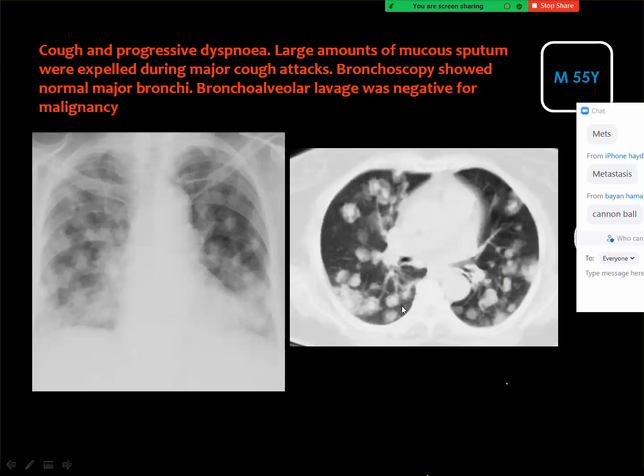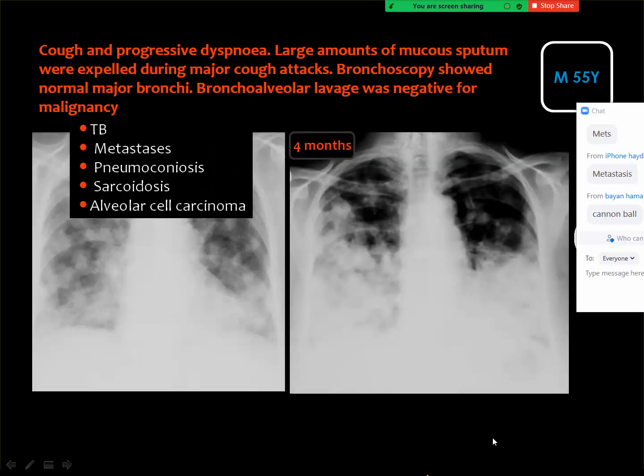Then your answers are in the direction of metastasis, and this is right because I always emphasize that the diagnosis of multiple pulmonary nodules or masses is in the direction of metastatic deposits. But then actually this is the follow-up of the patient after 4 months. Then I provide this differential diagnosis. Is it TB, or do you still prefer the diagnosis of metastasis, or pneumoconiosis, or sarcoidosis, or alveolar cell carcinoma?